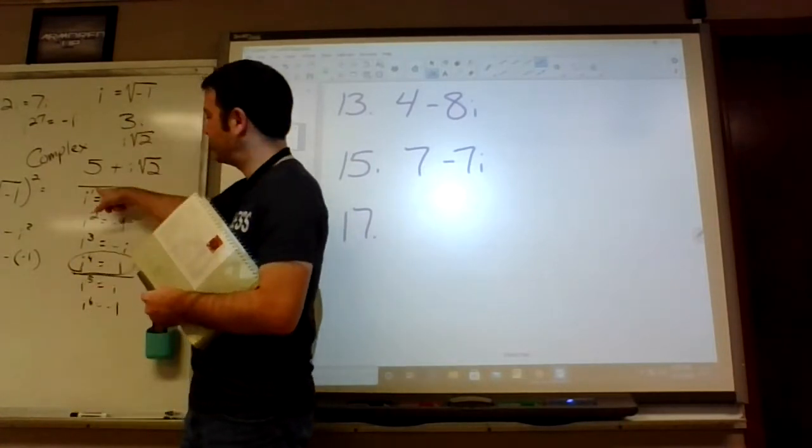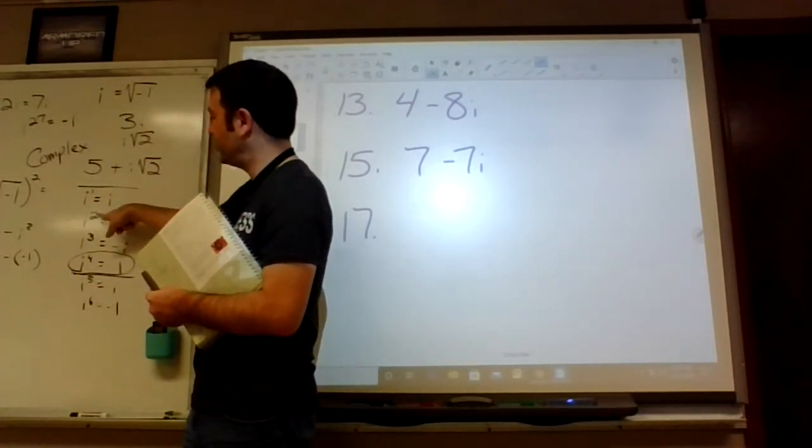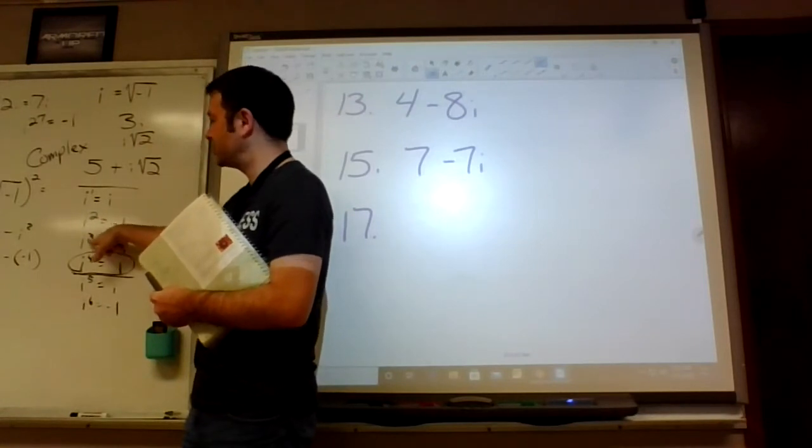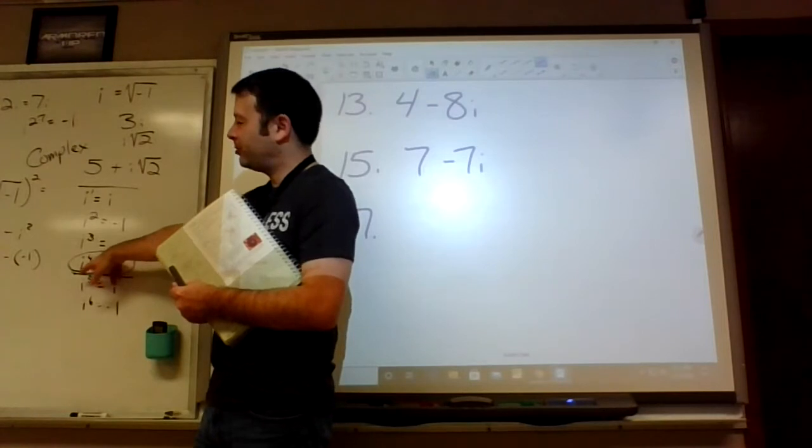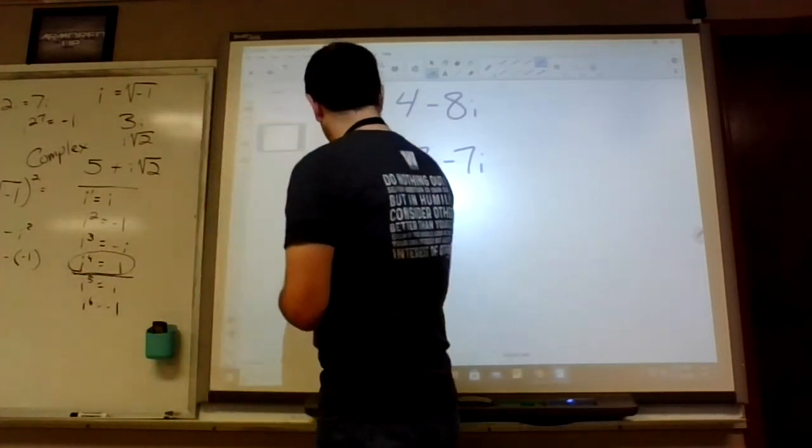So if your remainder is 1, use i to the 1. If your remainder is 2, use i to the 2. If your remainder is 3, use i to the 3. You're not going to have a remainder of 4 because you have to divide by 4.